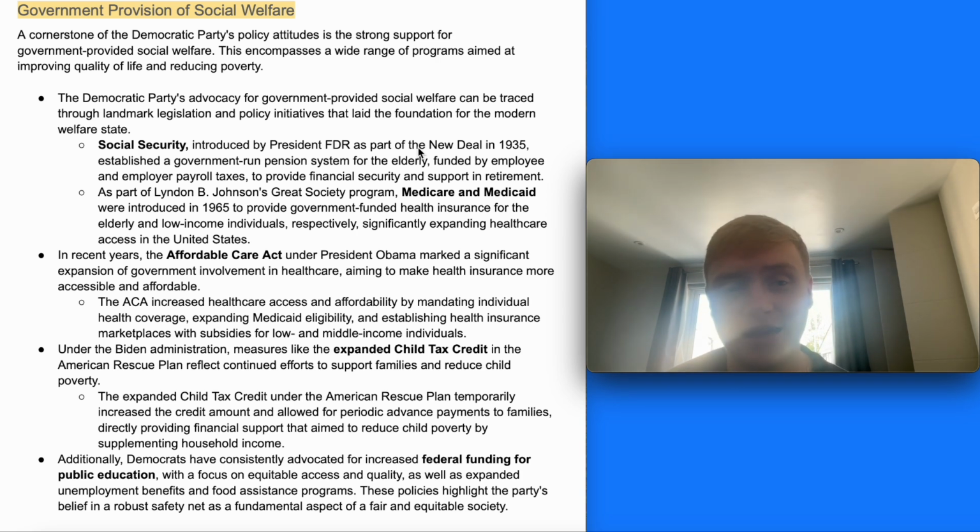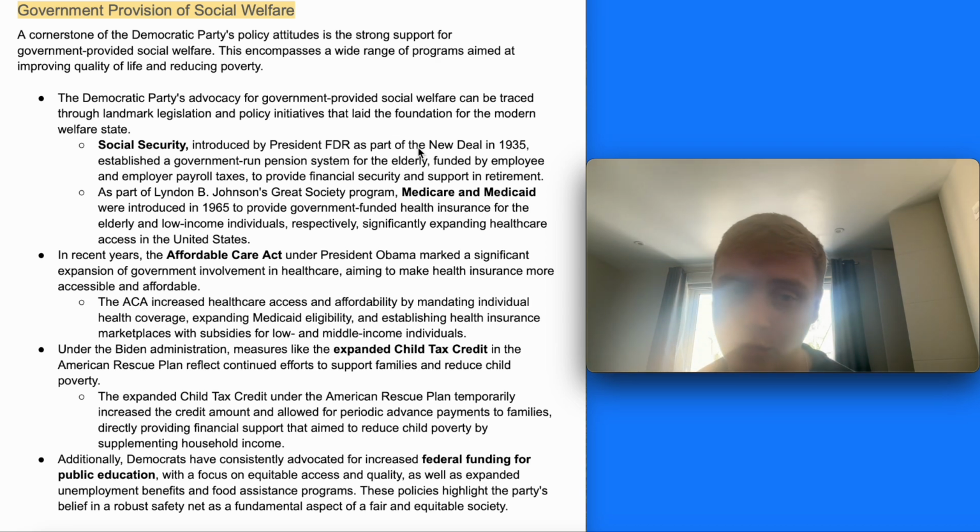the modern welfare state. Social Security, introduced by FDR as part of the New Deal, established a government-run pension system for the elderly, funded by employee and employer payroll taxes. As part of LBJ's Great Society program, Medicare and Medicaid were first introduced to provide government-funded health insurance for the first time for the elderly and low-income individuals, respectively, significantly expanding healthcare access in the United States.